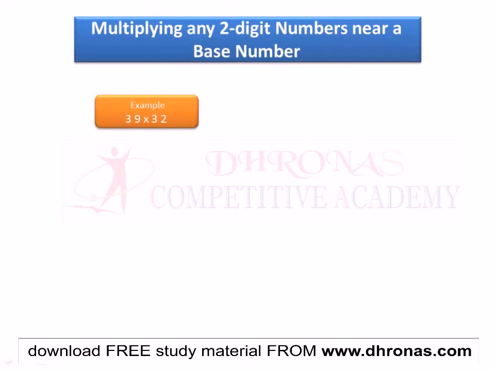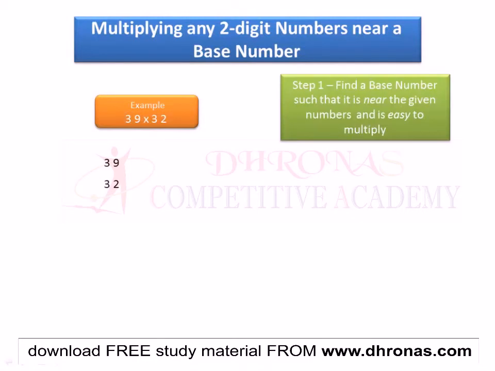Here's an example of multiplying any two-digit numbers near a base number. 39 times 32. The first step is to find a base number. A base number is such that it is close to 39 and 32 and is also easy to multiply with. In this case, 40 is both close to 39 and 32 as well as easy to multiply with. So we'll take 40 as our base number.